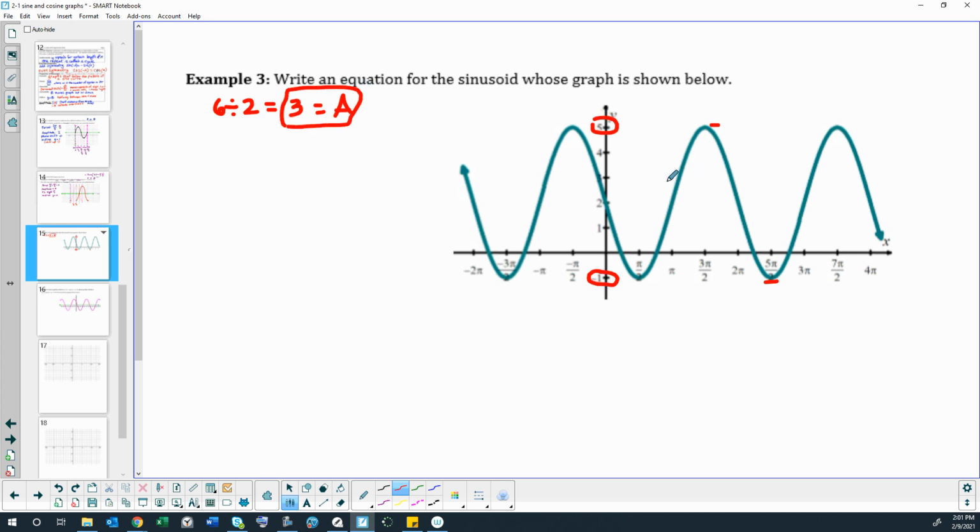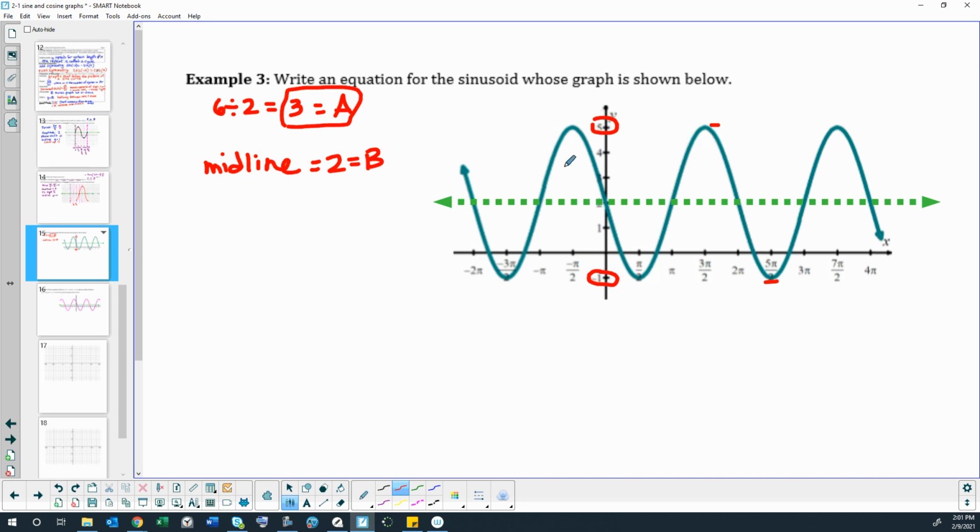So our midline, let's see, would be at 2. Let's draw that in. Okay, so our midline is at 2. So that's B. That's above the y-axis, right? 2 up from the y-axis.